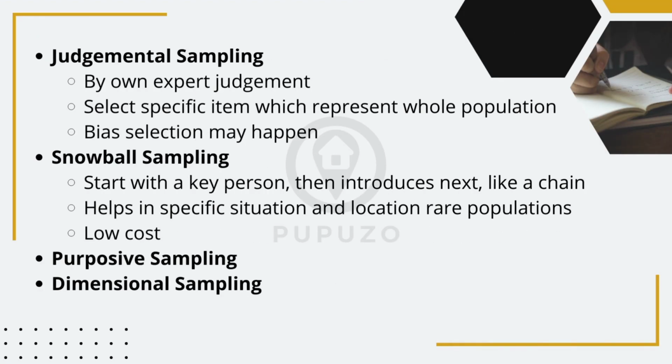Judgemental sampling. In judgemental sampling, the researcher uses their own expertise to select specific items that they believe represent the entire population. However, bias in the selection process can occur. Snowball sampling. Snowball sampling starts with a key person who is interviewed, and then that person introduces the researcher to others. It's particularly useful in studying rare populations or specific situations and comes with a lower cost. Purposive sampling. Purposive sampling involves selecting individuals based on specific dimensions. It helps in targeting a particular segment of the population.